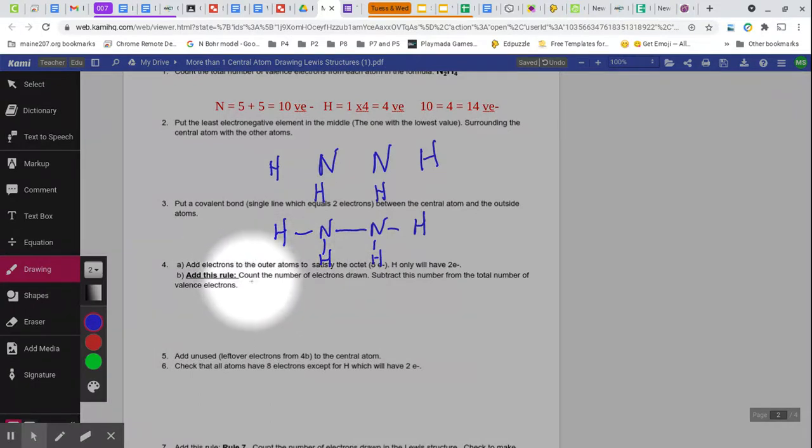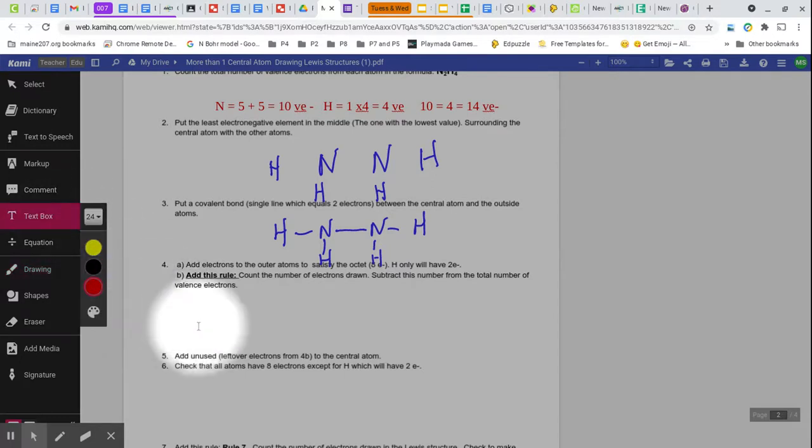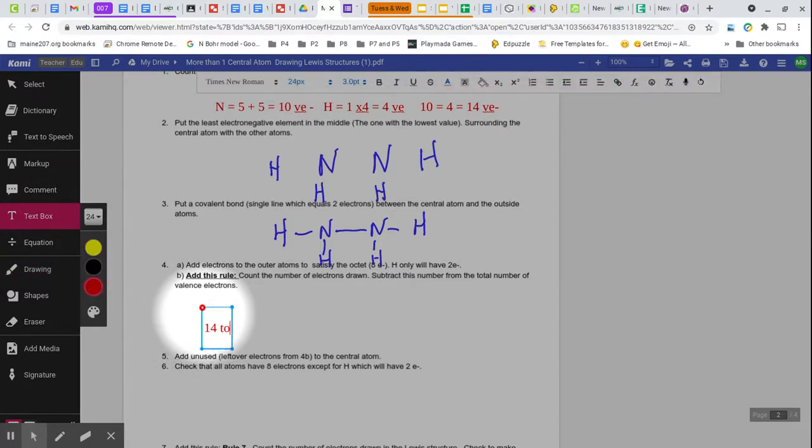Step 4, add electrons to the outer atoms to satisfy the octet. H will only have 2. So H's, all of them are satisfied because they each have 2 electrons attached, okay? And now we count the number of electrons drawn and subtract from the total number of valence electrons. So if I count 2, 4, 6, 8, 10. I drew 10 and I had 14. So I'm going to type that in. Okay, so I had 14 total valence electrons minus I drew 10 electrons drawn, and that gives me 4 electrons left to finish my Lewis structure.